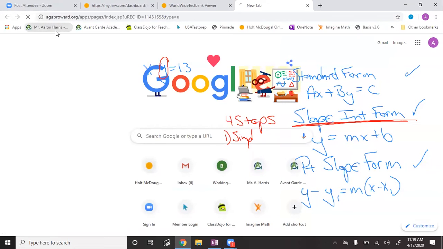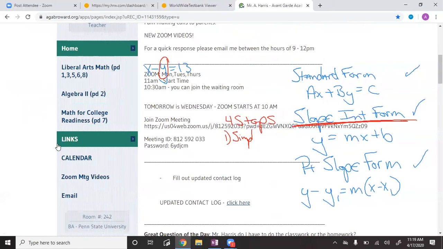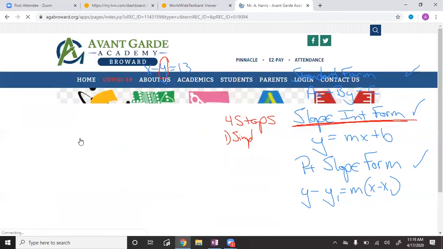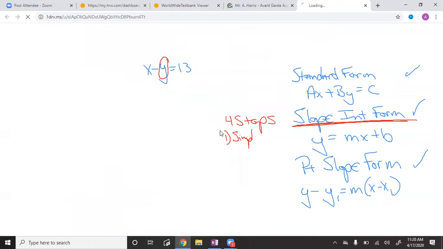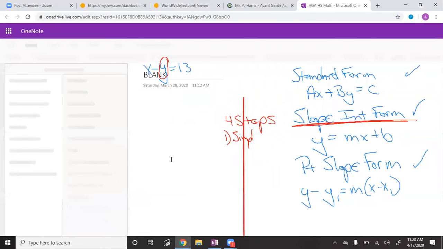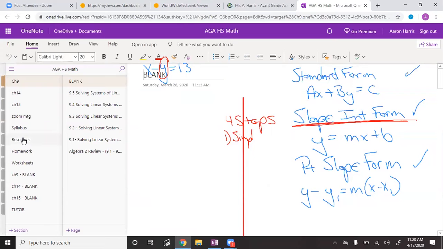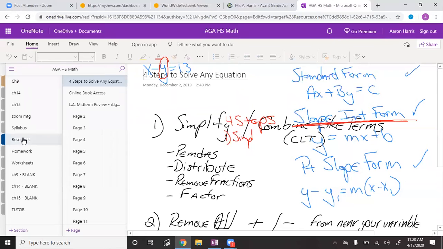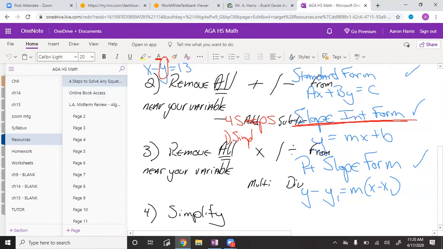Let's make our life even easier. How about we go to my web page, and on my web page, I go to links. And if I go to links, what do you see? OneNote. And if I click on that, it takes me to OneNote. And if I go to resources, solve the equation, four steps. Here's your 4 steps.